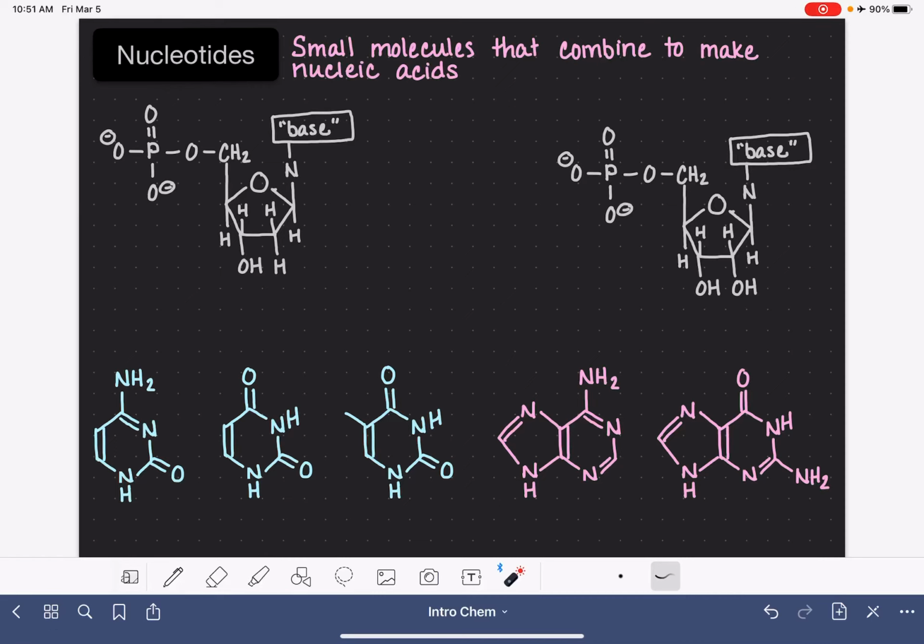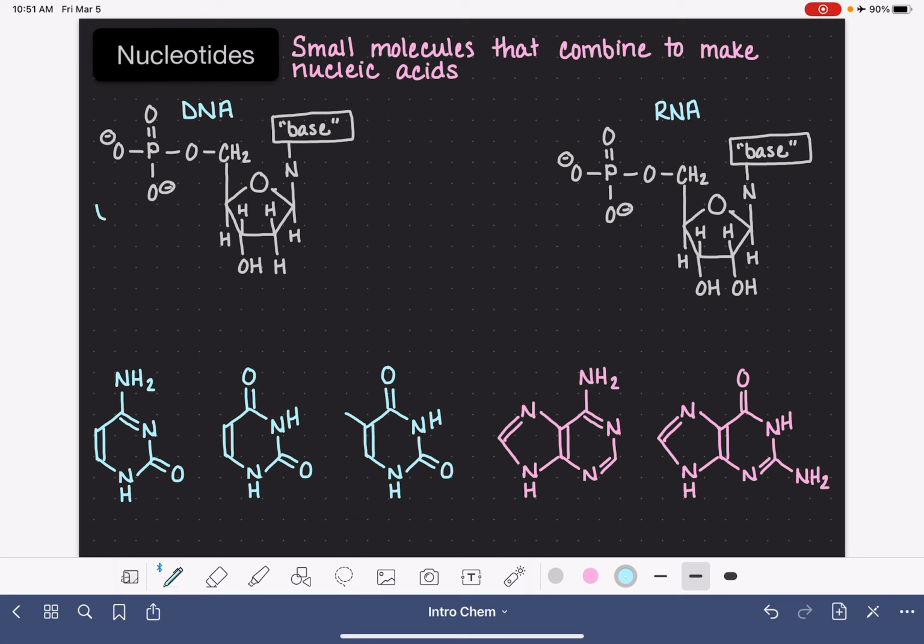Nucleotides are small molecules that combine to make nucleic acids, which are very large molecules. There are two main types of nucleotides. I'm showing their general structures right here. The type of nucleotide that I've drawn on the left is the DNA nucleotide, and the one on the right is the RNA nucleotide. As you can see, the structure of DNA and the structure of RNA are pretty similar.